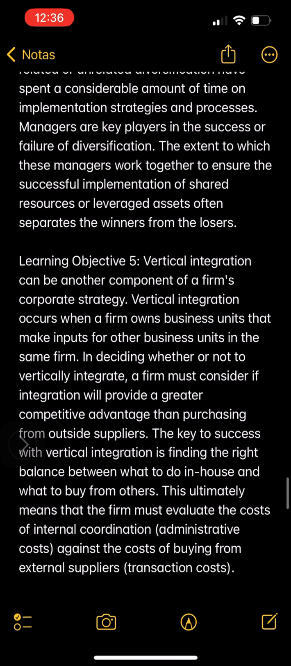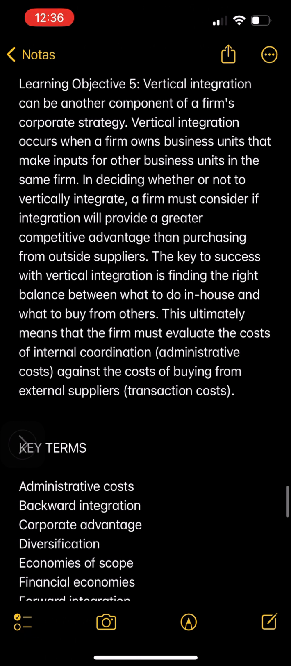Learning objective 5. Vertical integration can be another component of a firm's corporate strategy. Vertical integration occurs when a firm owns business units that make inputs for other business units in the same firm. In deciding whether or not to vertically integrate, a firm must consider if integration will provide a greater competitive advantage than purchasing from outside suppliers.